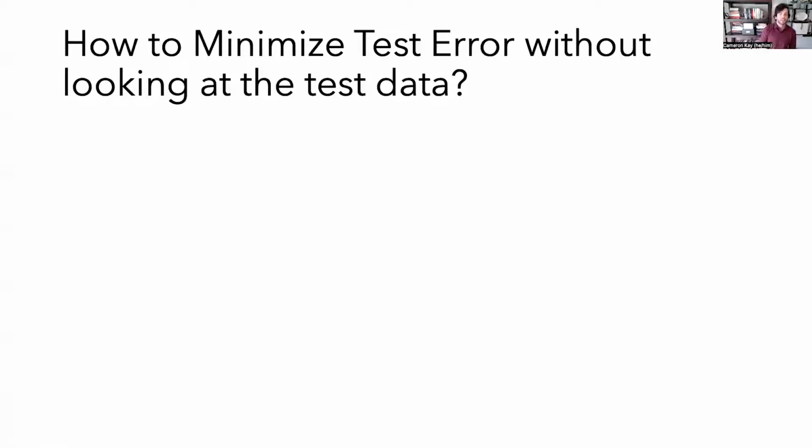And so you might ask, okay, well, how do we minimize test error without looking at the test data? Earlier, I said, don't touch your test data, lock it away. Don't touch it until you've chosen your absolute best model. Well, if you can't look at your test data, how do you evaluate whether it's a good model or not? And how can you see whether it has high variance or low variance?